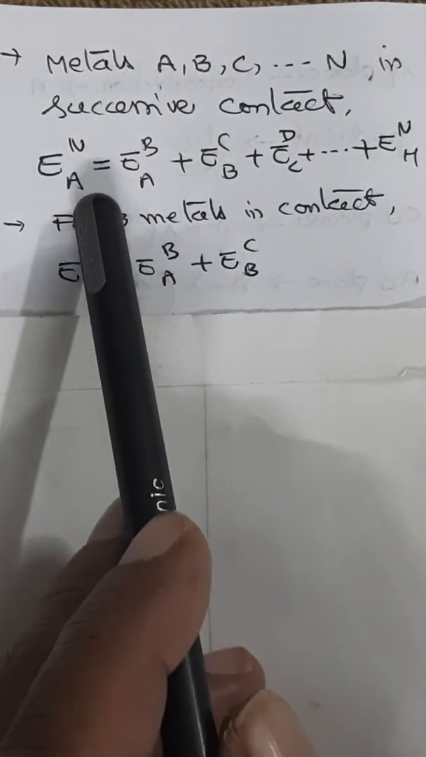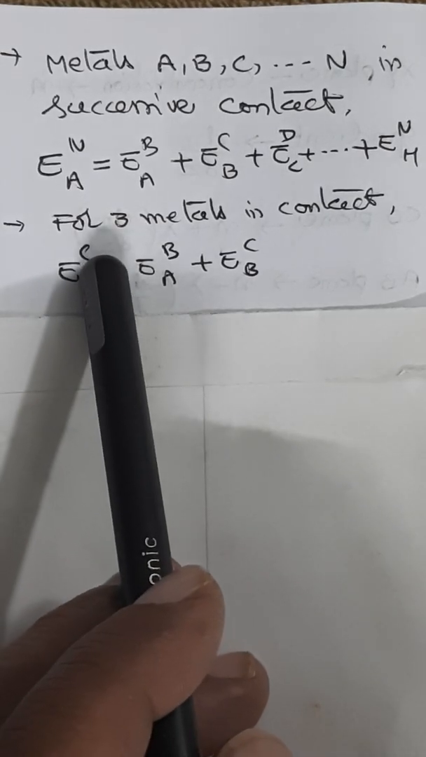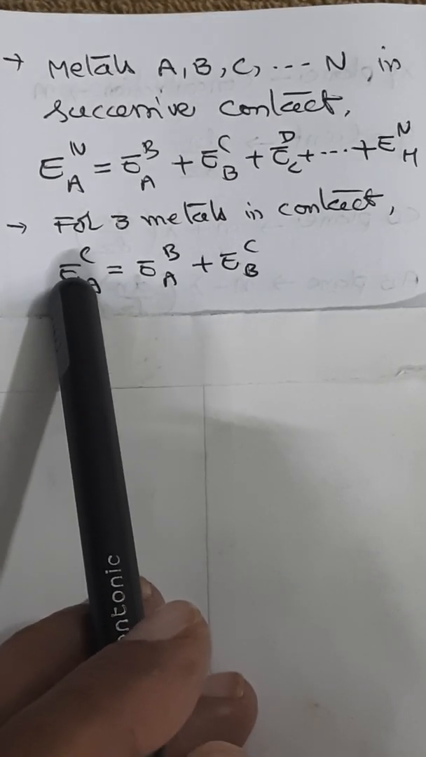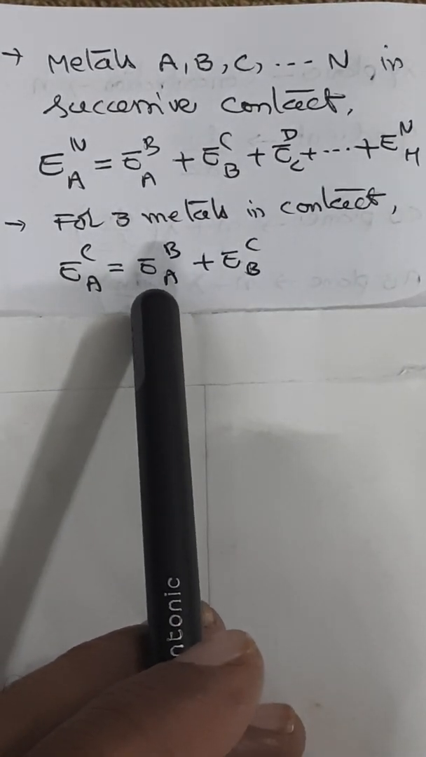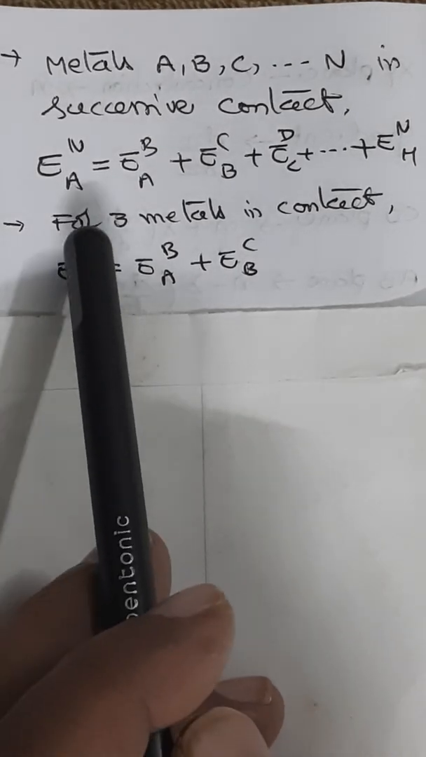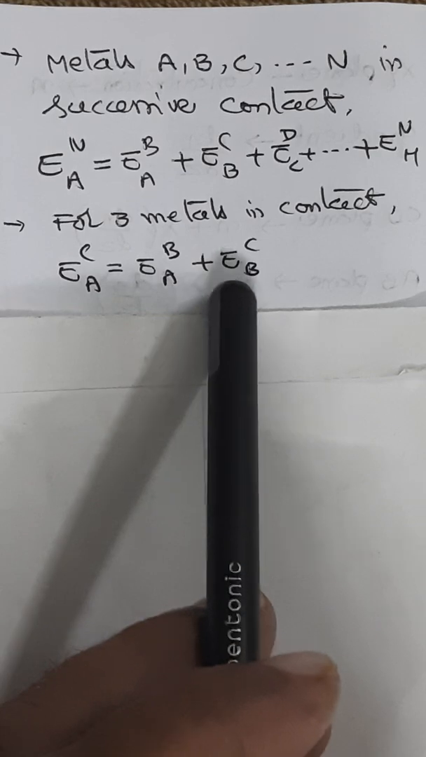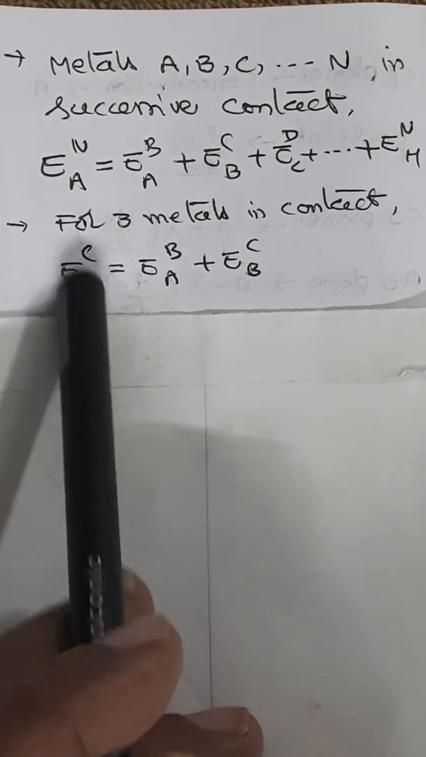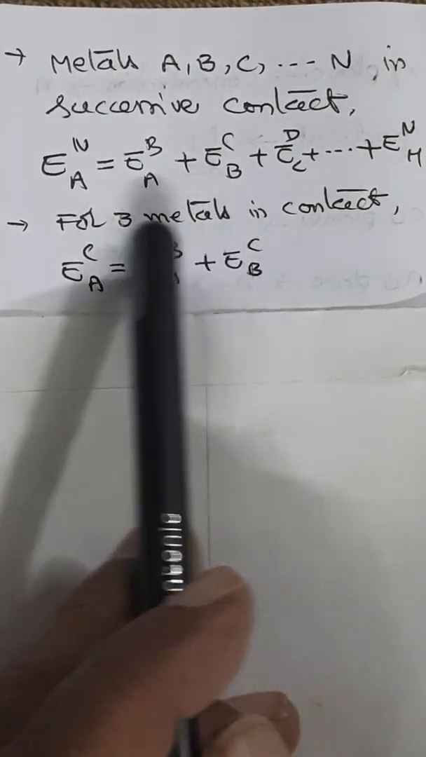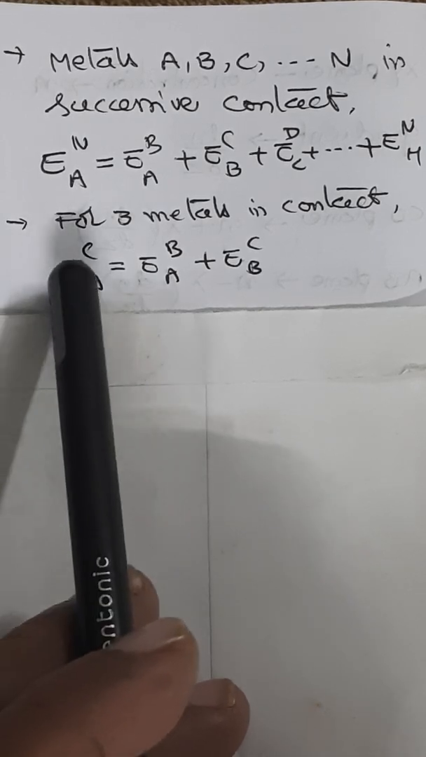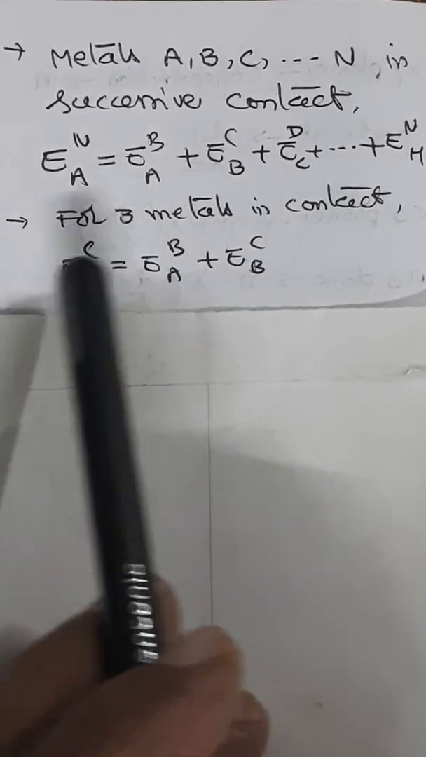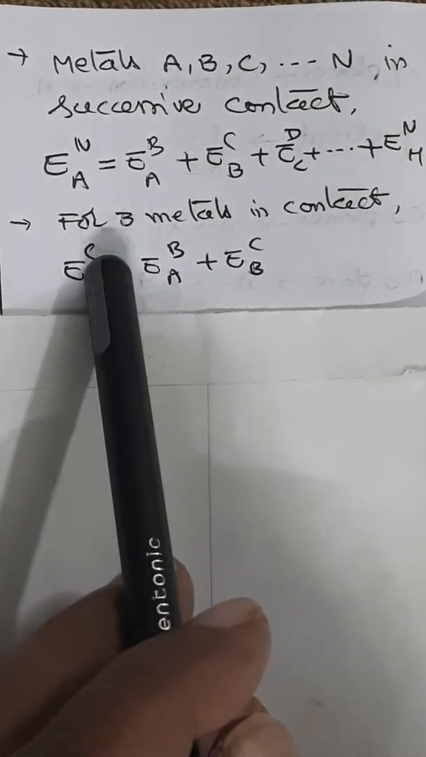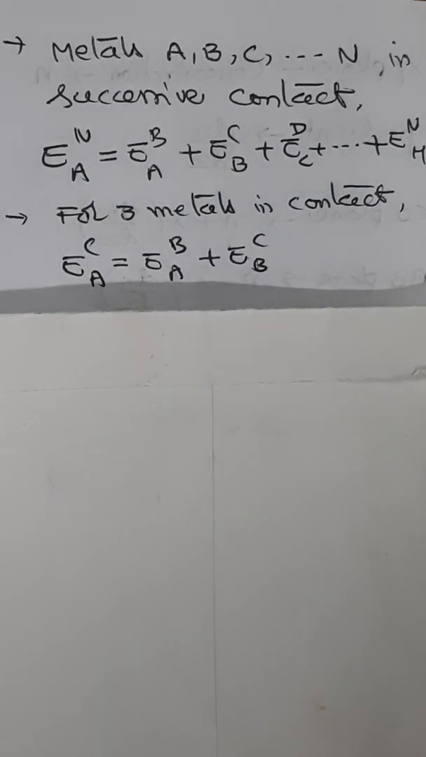Suppose, for example, you have taken only 3 metals, A, B, C, in contact. A is the starting metal, C is the extreme other end metal. Therefore, EMF of A to C is nothing but EMF of A to B plus EMF of B to C, where E AC, E AB, E BC denote the EMFs for the circuits of the metals A and B, B and C, A and C, for given fixed junction temperatures. This is what we need to understand about the law of intermediate metals.